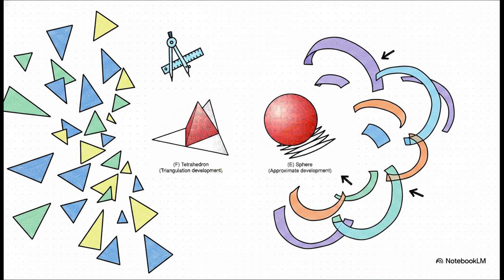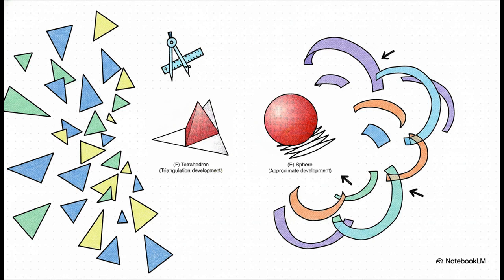But what happens for shapes that completely lack parallel sides? We've got to pull out completely different tools. For a tetrahedron, we use triangulation. This is a method that maps out the surface using a series of connected triangles, making sure every dimension remains completely true to size. And then we have shapes like a sphere.